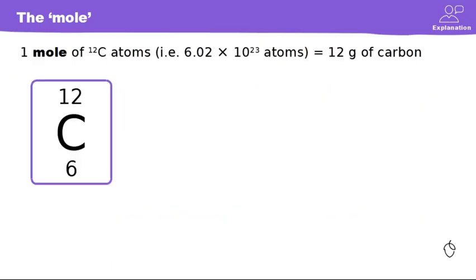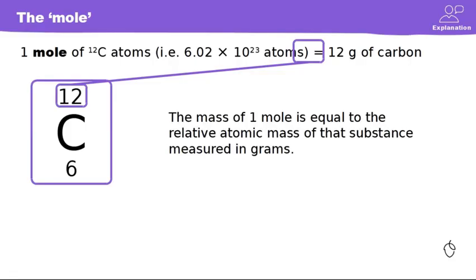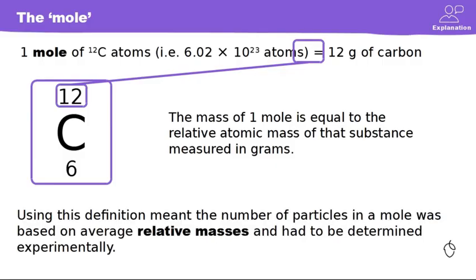So a mole of carbon, that's 6.02 times 10 to the 23 atoms, has a mass of 12 grams. The mass of 1 mole is equal to the relative atomic mass of that substance measured in grams. Using this definition meant that the number of particles in a mole was based on average relative masses and had to be determined experimentally.